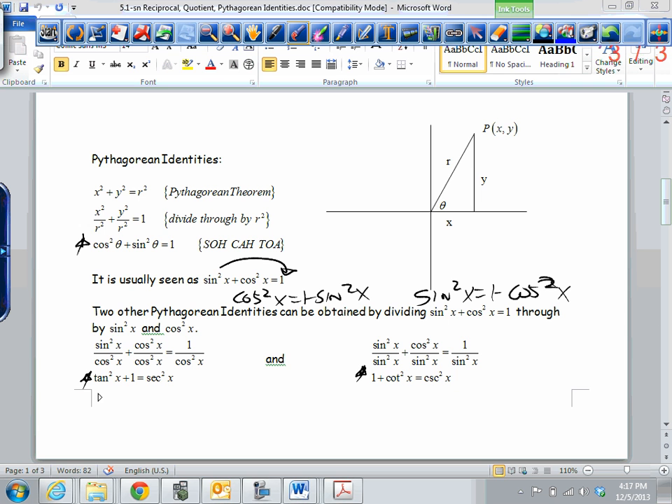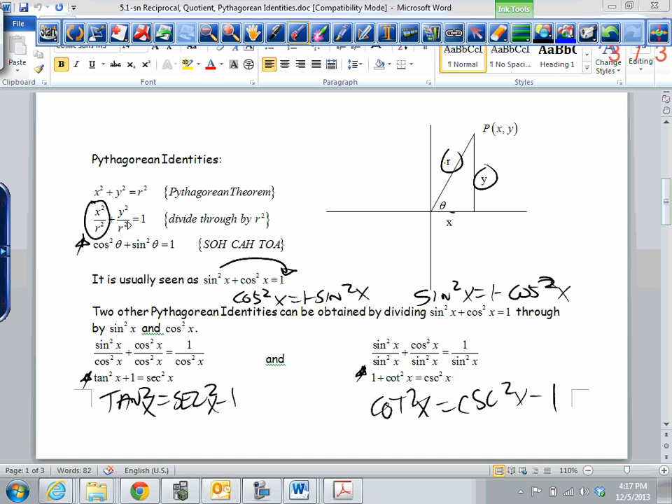And all that same stuff, like down here, if I want to get tangent by itself, subtract 1. So tangent squared would equal secant squared minus 1, and so on. Same thing for cotangent squared by itself. Cool. Now the reason why we get this is the Pythagorean theorem. Cosine is adjacent over hypotenuse, sine is opposite over hypotenuse. So that's how we get that.